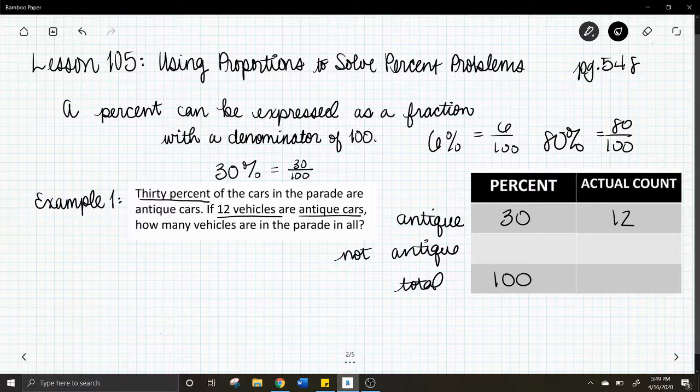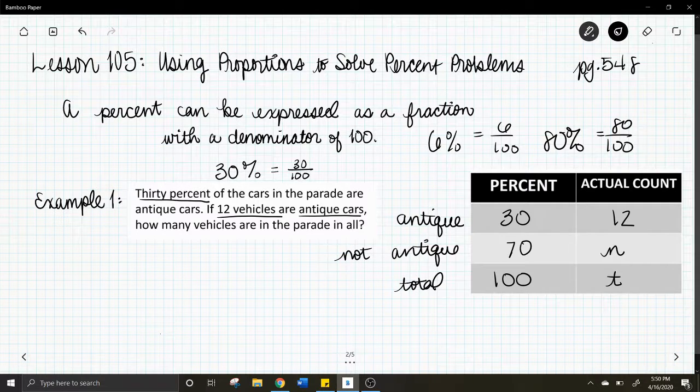So let's fill in the things that we can fill in and then use the variables for the rest. 30% plus some percent is 100. So we know that the cars that are not antique make up 70% of the parade, because 30% plus 70% is 100%. Just yet, we don't know how many cars are not antique, and we don't know how many cars there are total. But we're going to look at a way to figure that out.